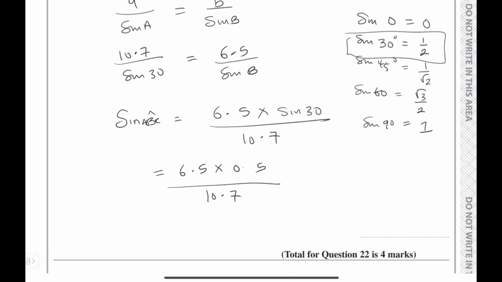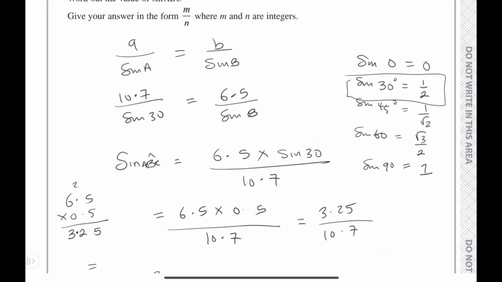So let's make everything whole numbers. Okay, let's do that here. 6.5 times 0.5. So 5 times 5 is 25. 5 here, 2 here. 5 times 6 is 30, plus 2, 32. They are both 1 decimal place, so I think that is 3.25. So this is 3.25 divided by 10.7.